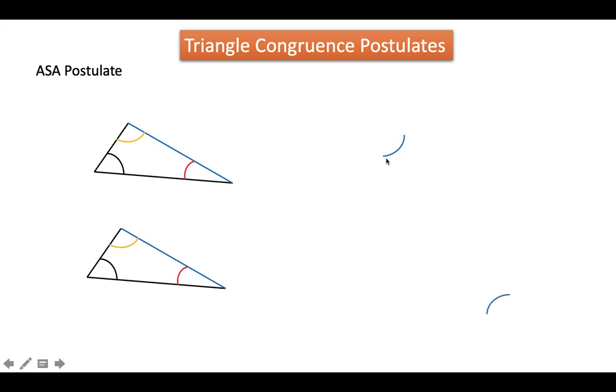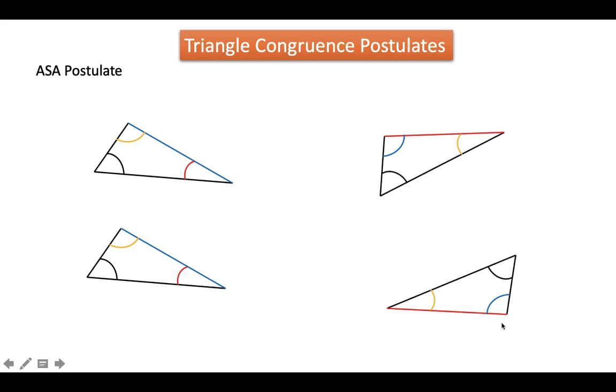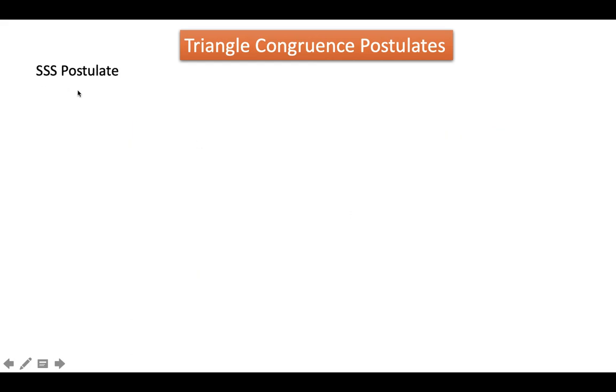Another example: if these two angles are congruent, the other two sides are congruent, and the other two corresponding angles are congruent, we can say that these two triangles are congruent by the angle side angle postulate, no matter how the triangle is oriented, as long as we can identify the corresponding parts of that particular triangle. Lastly, the SSS postulate, or side, side, side.